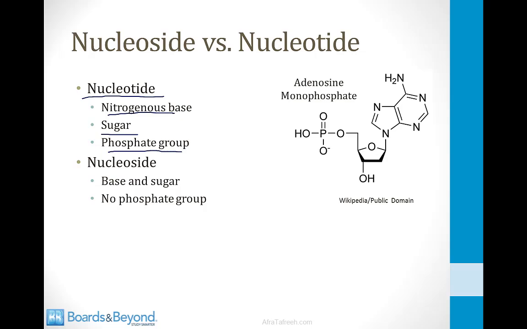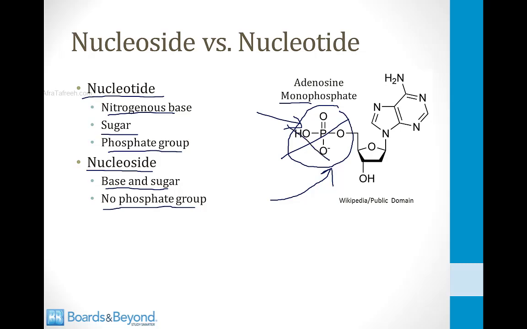But sometimes you will hear people use the term nucleoside, and a nucleoside is the base and sugar with no phosphate group attached. So if we look at this picture on the right side of the screen, you can see that there is a phosphate group attached right here. Therefore, this is a nucleotide. Specifically, it's adenosine monophosphate, and it's mono because there's only one phosphate group. If the phosphate group were removed, this would be an adenosine nucleoside. And you just need to know that terminology so you can understand what you're reading in textbooks.